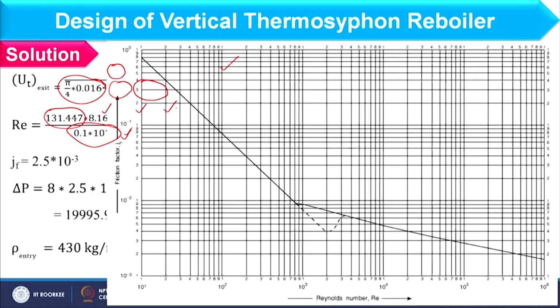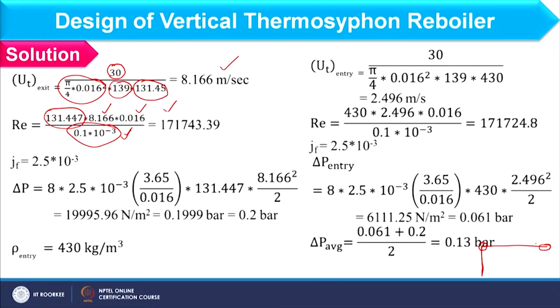can find out JF factor from this graph, where I have to locate 1.7 into 10 to power 5. So, somewhere here it will lie, and this would be the value of JF factor. Okay, and you can see the value as 2.5 into 10 to power minus 3, right. So, once I am having all these values, we can find out pressure drop due to friction at exit condition, and in this case I am considering total tube length, because whole length is available to provide frictional loss.